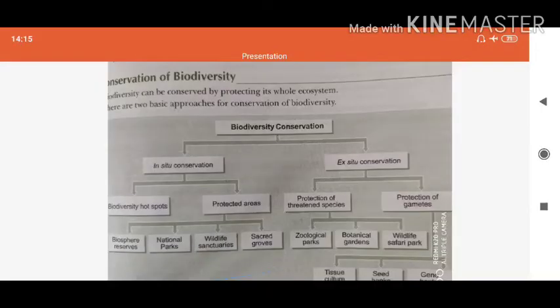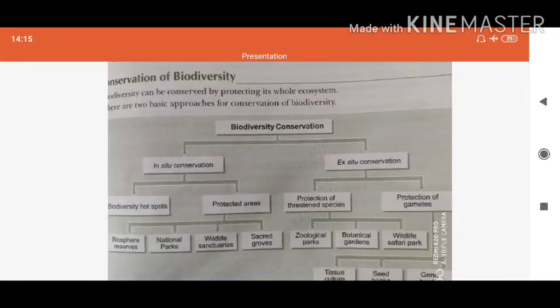Starting with conservation of biodiversity, how can we conserve biodiversity? By protecting its whole system, we can conserve biodiversity. So the whole ecosystem has to be protected. In that way, we can conserve the biodiversity. If the habitat is protected, then the organism will be safe.